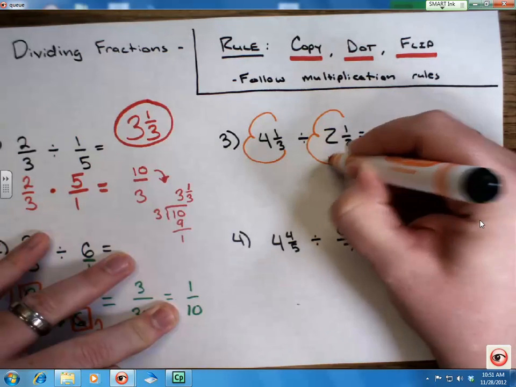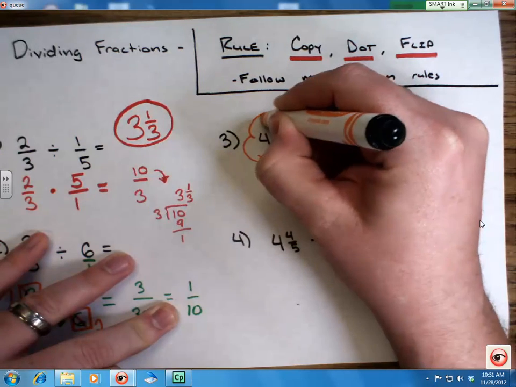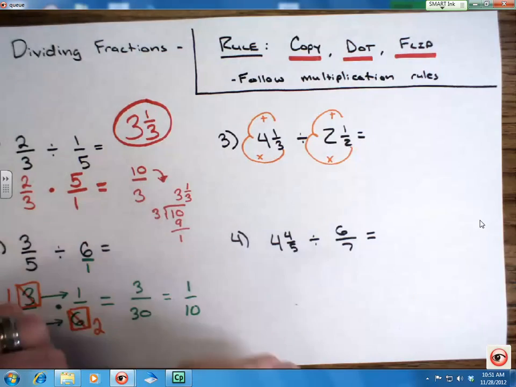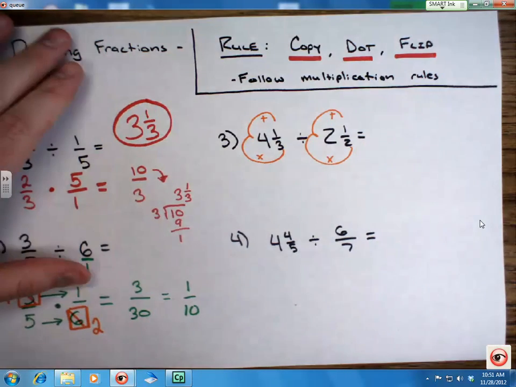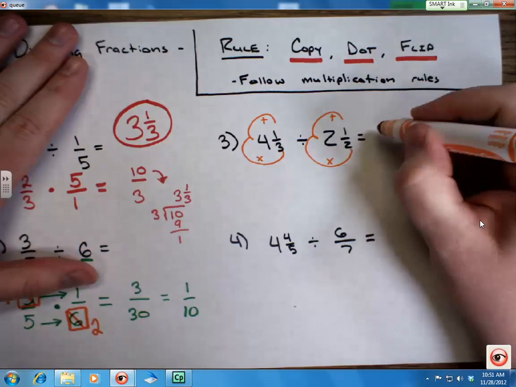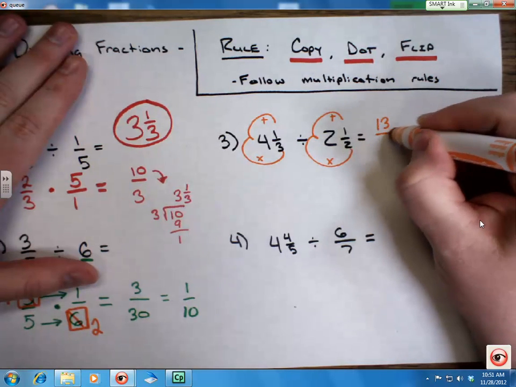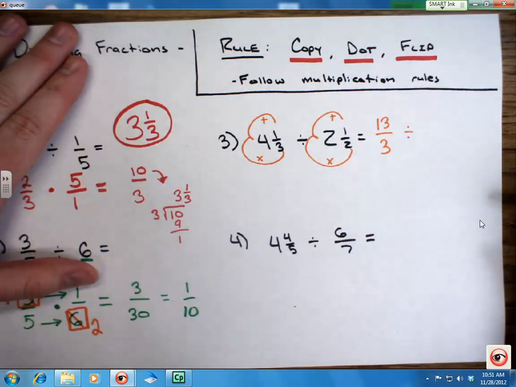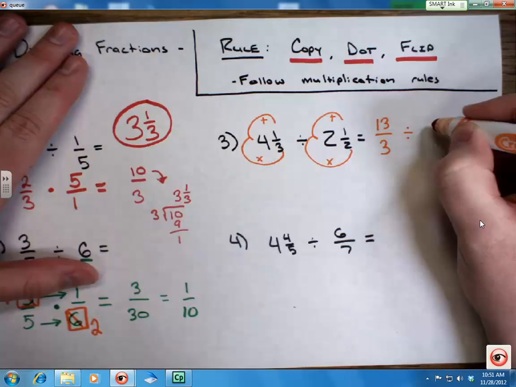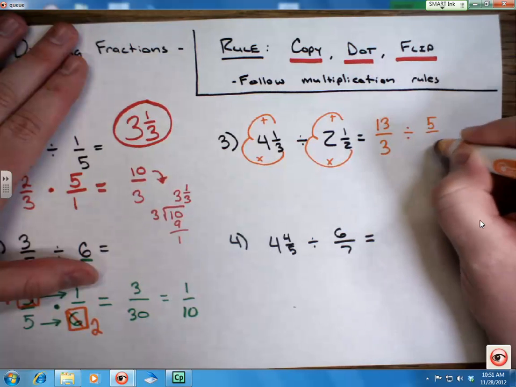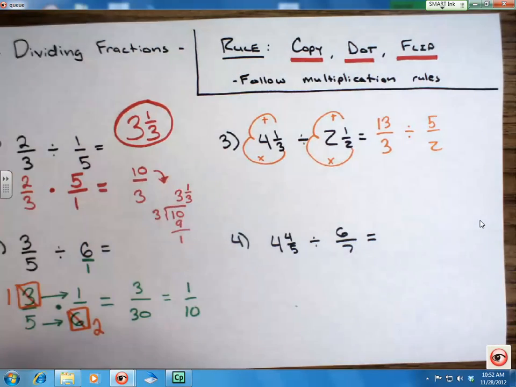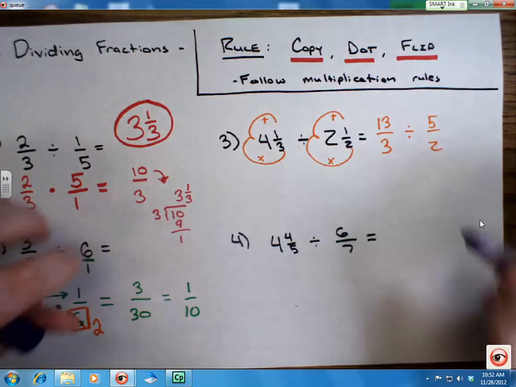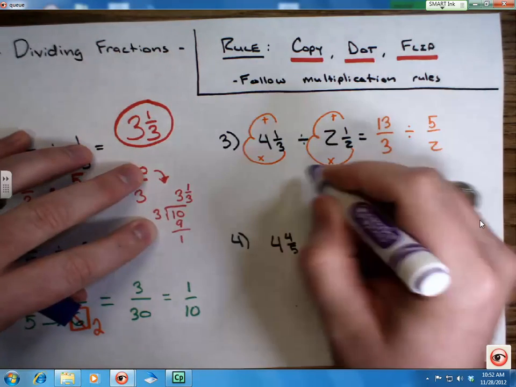Okay, so whenever I convert these to improper fractions, what is 4 1/3 going to become? Yeah, it's going to become 13 over 3, divided by, what is 2 1/2 going to become? Yeah, it's going to become 5 over 2. Excellent. Now, I need to do my copying, my dotting, and my flipping. Okay, so I'm going to go ahead and copy this 13 over 3 down.